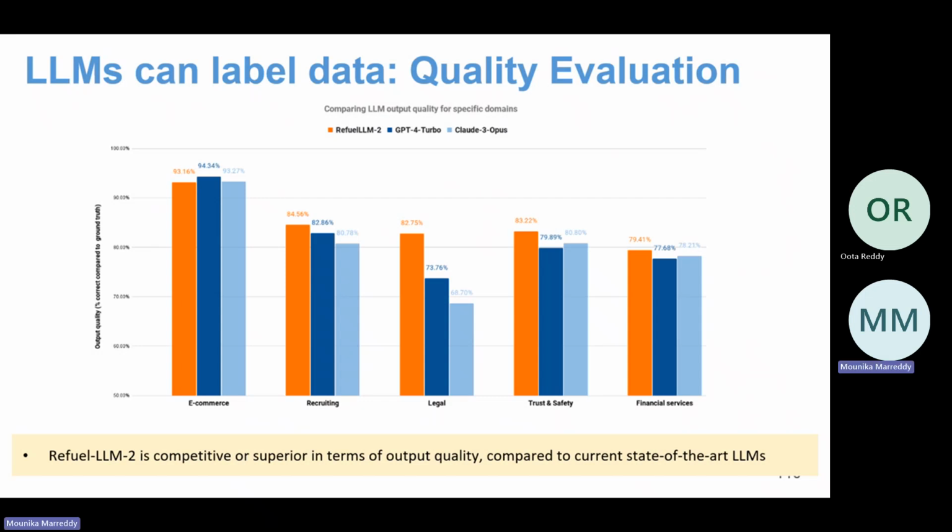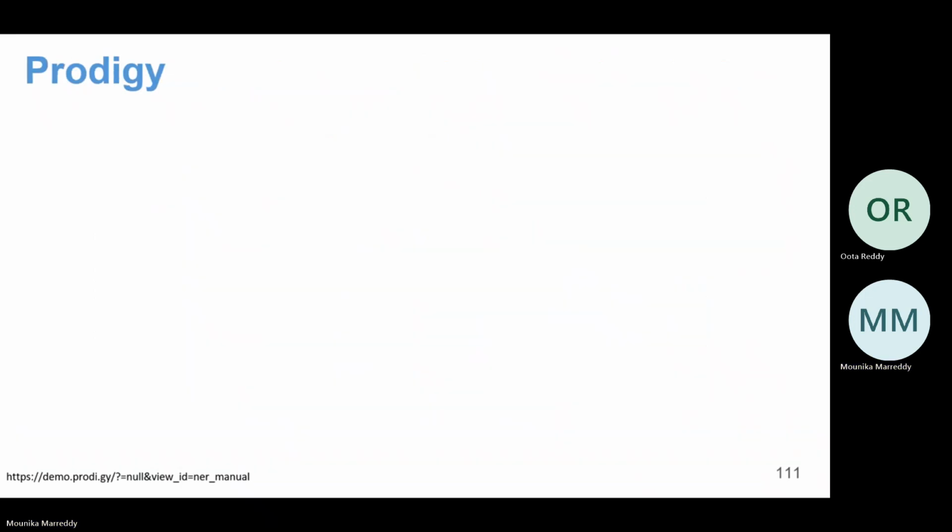Now you all know that we have interfaces available for all these LLMs. Then what is the need for these tools? Because if we use the tools, we can use different LLMs and compare the annotation performance of all these LLMs. Then comes Prodigy.